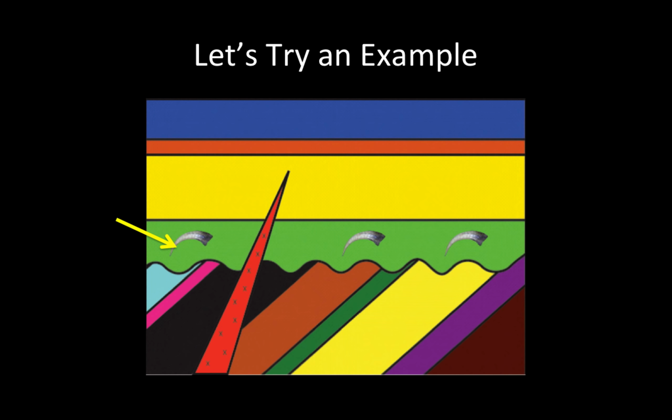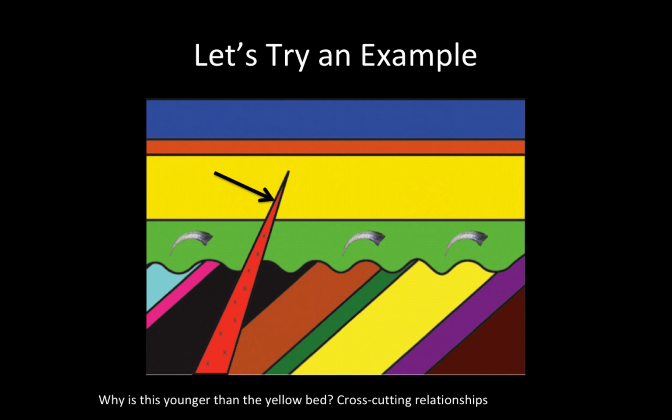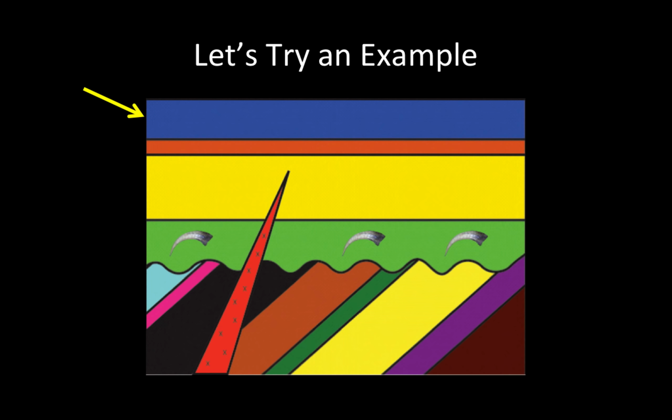We see that I've highlighted these shells, and that's due to the principle of inclusions. The shells are older than whatever the rock layer is. Then the next layer is the green, the yellow, then that bed there. This is due to cross-cutting relationships, that's why I put that there. Then the orange, then the blue. So that's an example.